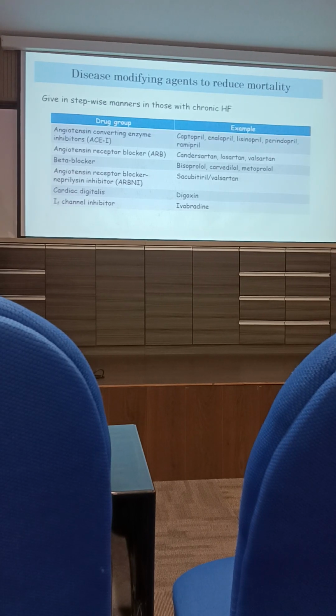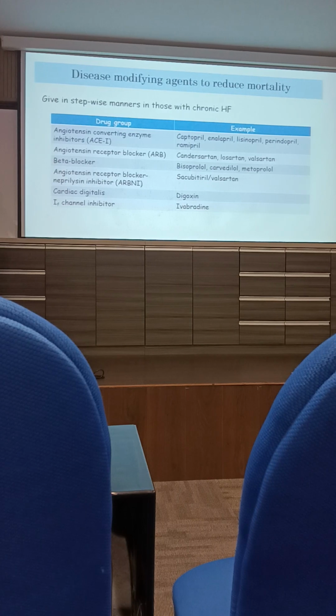The fifth drug group is cardiac digitalis. There's only one example, which is digoxin. And then you have the If channel inhibitor that we have learned before, which is ivabradine. So there's only one example of drug for that group.